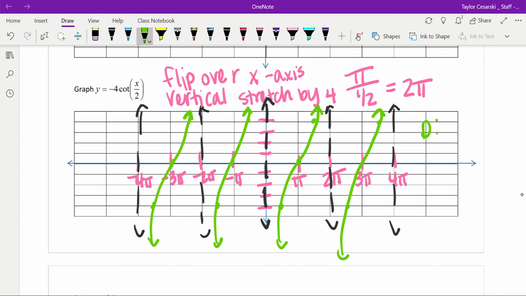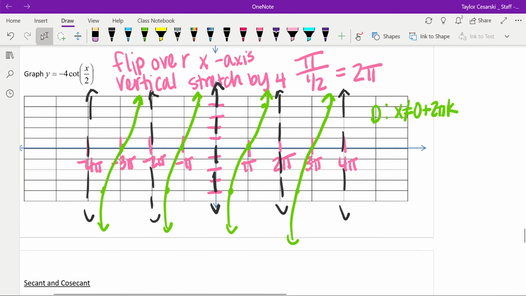So my domain is x cannot equal 0 plus 2 pi k. And you don't really need that 0 there. I just always start at the first asymptote, where k exists as an integer. And then my range is negative infinity to positive infinity. And notice this guy is increasing because I flipped it over the x-axis.